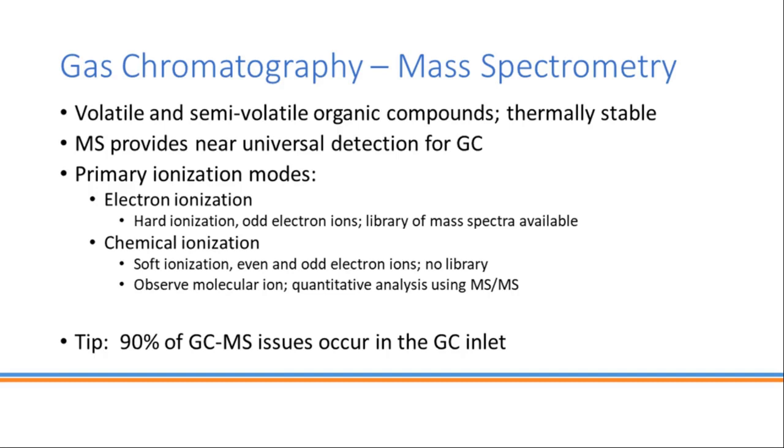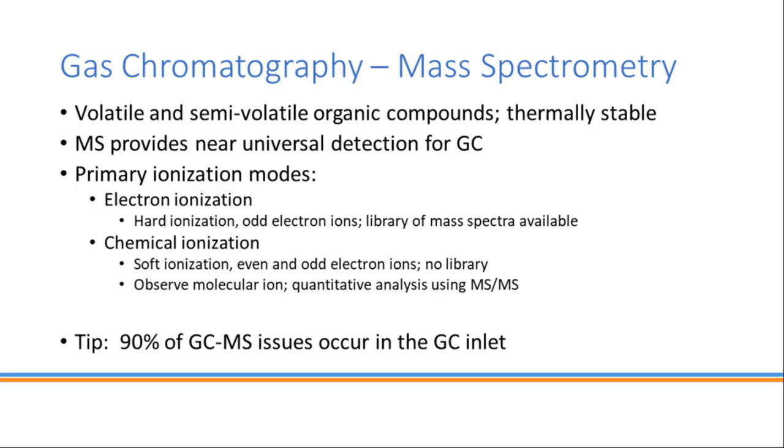So GCMS, talk about first. Obviously, here we're dealing with volatile and semi-volatile organic compounds typically, those that are thermally stable. They have to be able to make it through the GC. And with the techniques that we have, we're generally able to detect almost anything that comes through there.